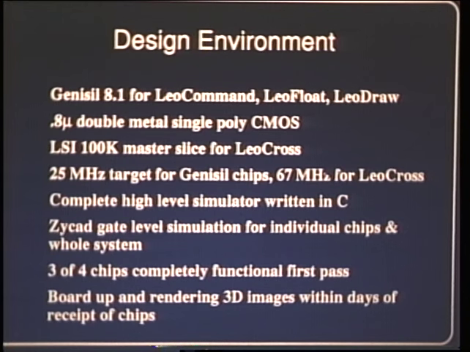And the master slice was used to implement some of the additional lookup tables that we have there as individual RAMs. The speed target for the Genesil chips was 25 megahertz, which we exceeded. And for those of you not familiar with how Genesil works, it actually does two logic evaluations per nominal clock cycle. So the internal design is actually a lot more like a 50 megahertz design might be in another system. Leo Cross had a target of 67 megahertz, or one half our maximum video frequency of 135 megahertz.